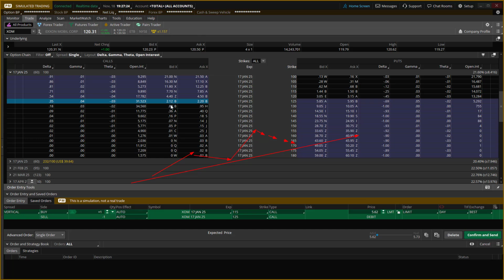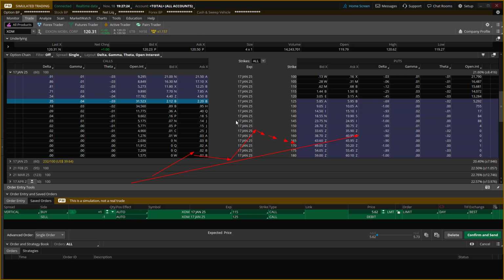You can buy it back. You collected $212, you buy it back for $100, and you've made $112 on that trade. So you can buy it back at any time. You can buy it back at a loss if you choose to, but I wouldn't do that.